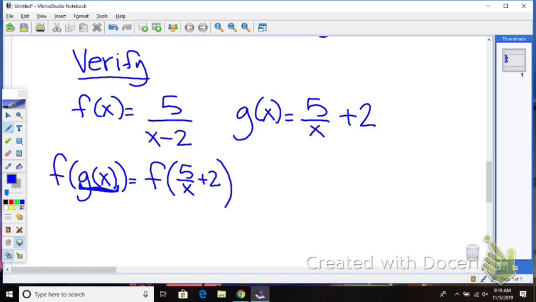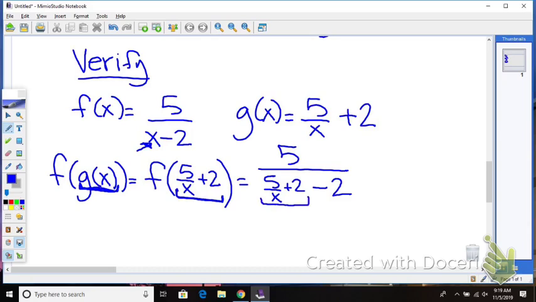That's my input. Now I'm going to take this input and go into the f function and plug it in for that x right here. This is going to look crappy, but it's going to work out okay. So it's going to be 5 over this part right here, going in for this x. So I have 5 over x plus 2, and then on the bottom, minus 2. So this was the x that I put this input in. On the bottom, what happens with the 2 and the negative 2? They cancel. They're going to simplify out, leaving me with 5 over x.